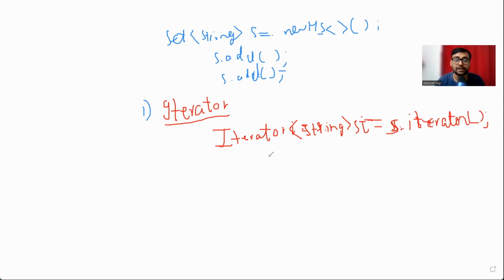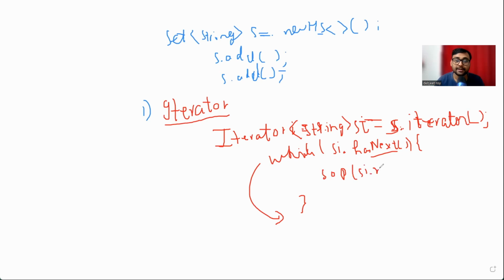After that, we will run a while loop: while si.hasNext(). What is hasNext here? It will return a Boolean value. It tells whether there is any element present in the further elements of the set or not. It will check the next. If an element is present, it will go inside; if not, it will come out of the while loop. So if si.hasNext() returns true, then we can print out the elements by using si.next().